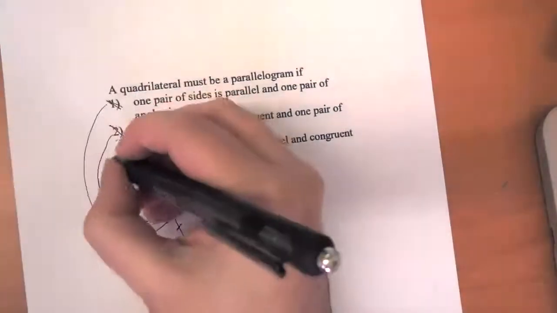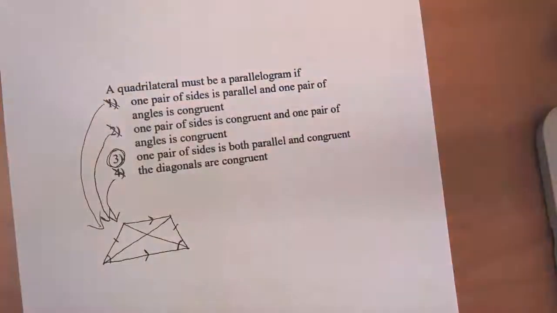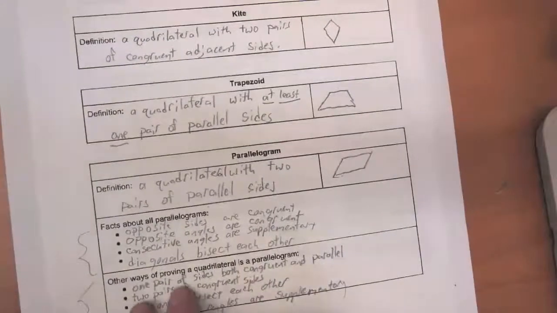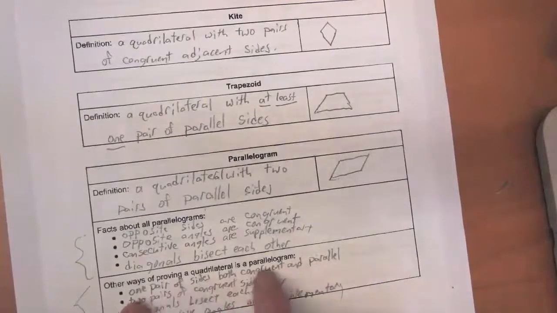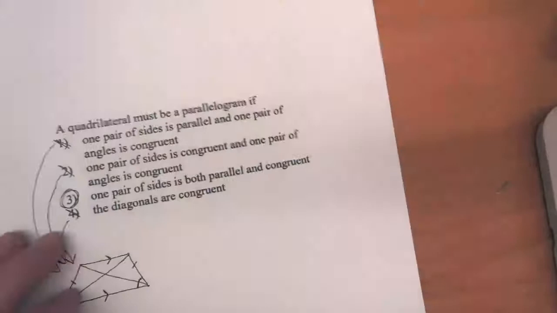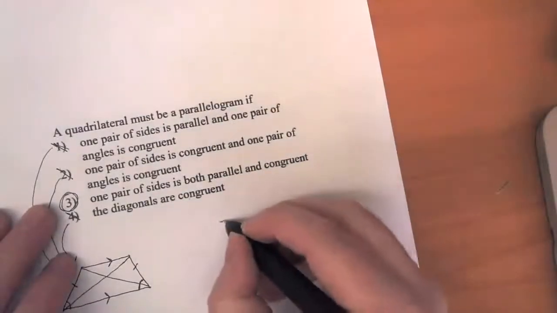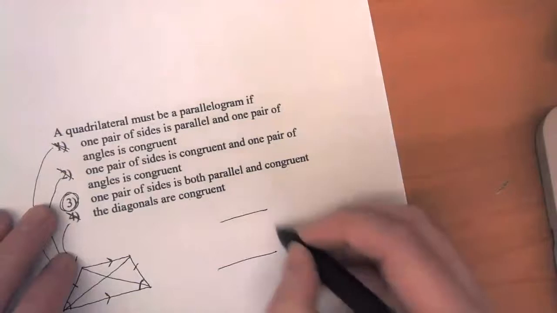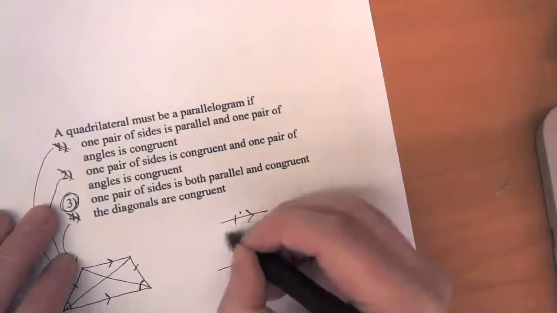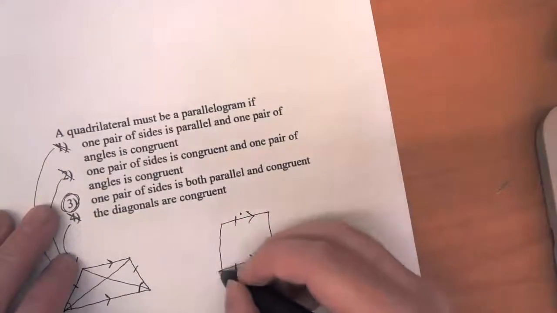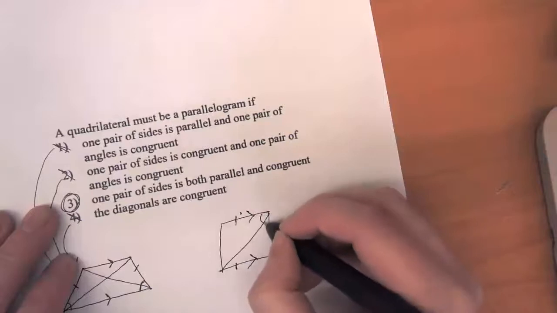So that leaves us with choice 3, that a quadrilateral must be a parallelogram if one pair of sides is both parallel and congruent. Remember on our quadrilateral reference sheet, that was our choice right here. If we know that it has a pair of sides that are both congruent and parallel, then if this is congruent to this and it's parallel to this, then let's draw a diagonal here.